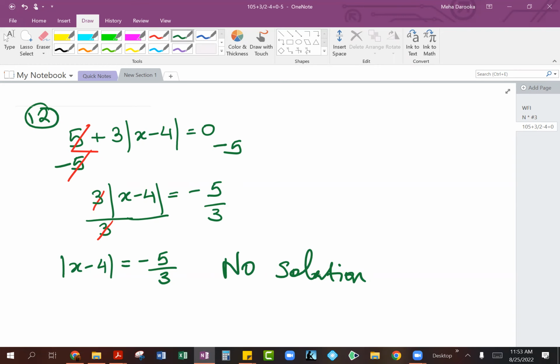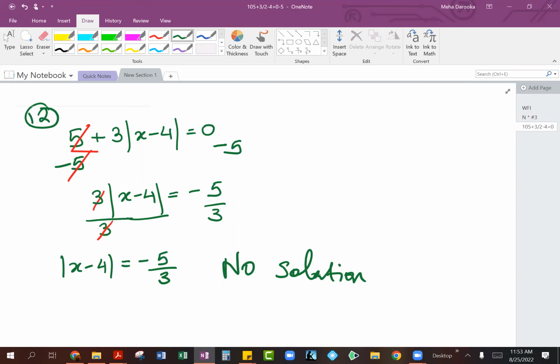Go ahead. I was just curious on what made you choose 5 first? Like at the beginning of the problem? Yeah, why you subtracted 5. Because the 5 was independent of the absolute value, because this guy is 3 multiplied into the absolute value, right? So the first thing I had to do was get rid of what was not part of the absolute value. So that's why we chose the 5 first. Okay, good question. Anybody else?